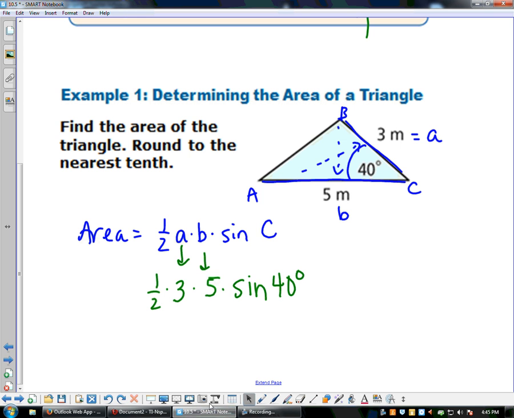Yep. So our area, we're going to say 4.8. Again, I want to put units on it since my measurements were in meters and I'm talking about area, that's always squared. So my area is 4.8 meters squared.